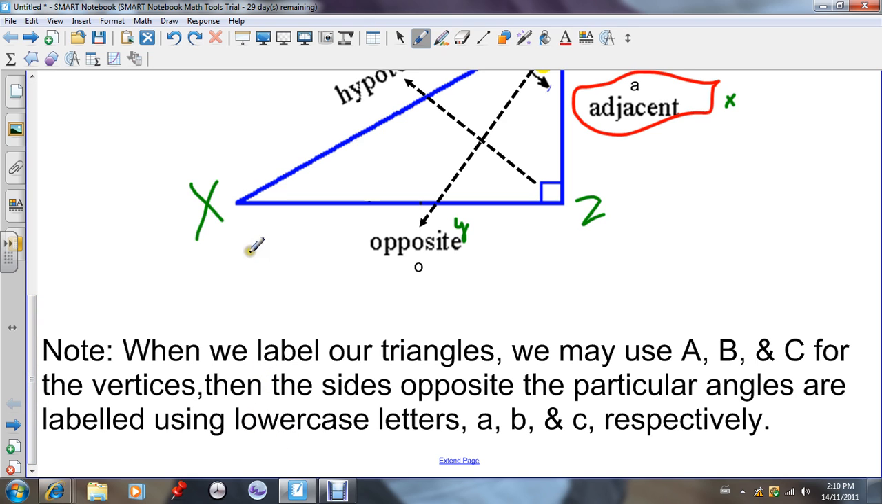So, I want you to write down this little note. Just like in class. Write down this note: when we label our triangles, we may use A, B, and C for the vertices. Then the sides opposite the particular angles we're working with are labeled using lowercase letters a, b, and c, respectively. Okay? So, that is all you're meant to do in this case here. Now, if you need to pause, do so. But, for now, let's go to the next part.